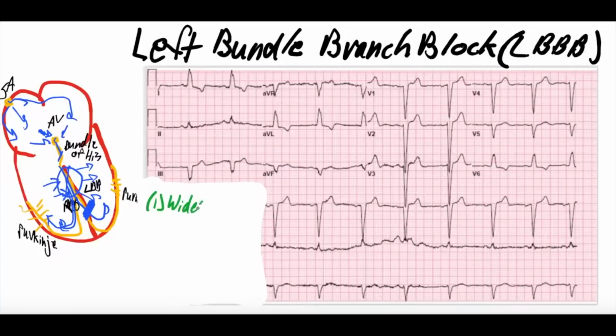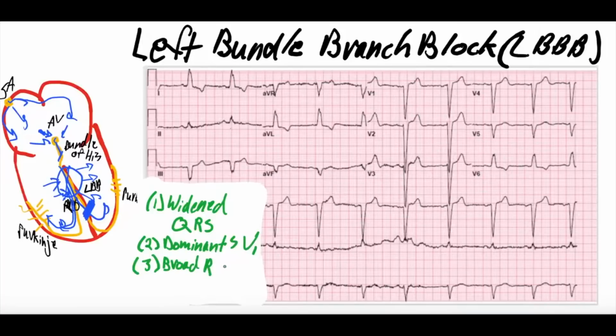If you have questions on intervals such as the QRS interval, I'll link another 12-lead EKG video in the top right corner that you can look at. In addition to the widened QRS, we're going to get a dominant S wave in V1. So, dominant S in V1. And then you're going to get these broad monomorphic R waves in the lateral leads. So I'm just going to say broad R in lateral leads.